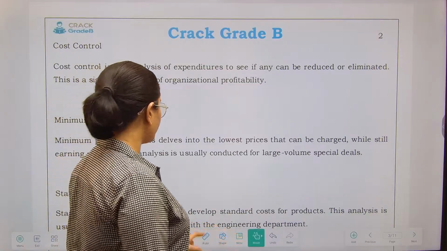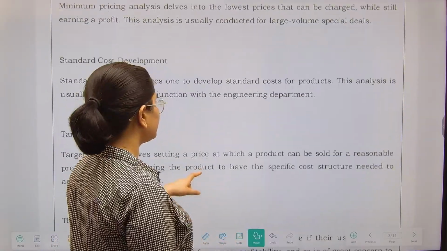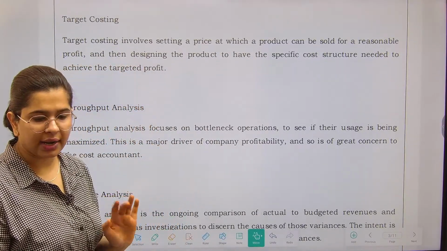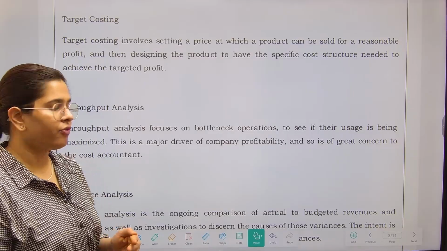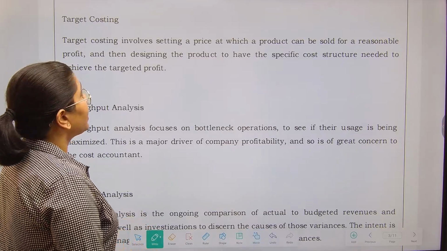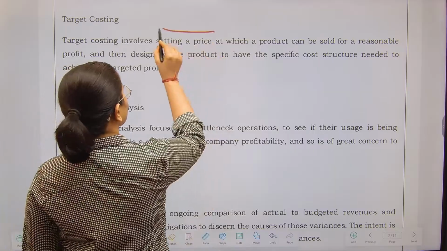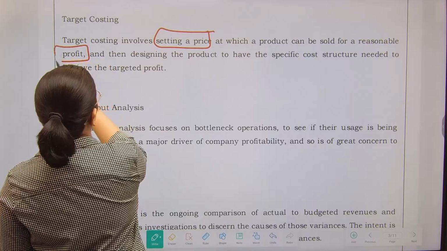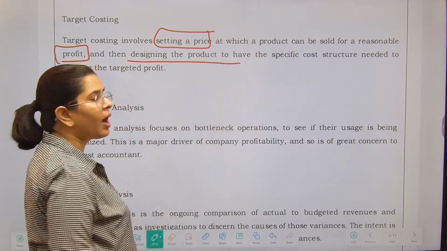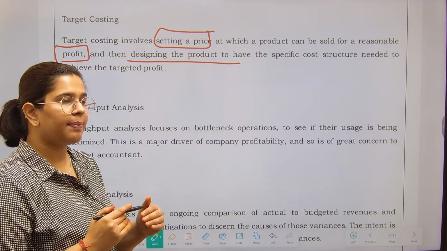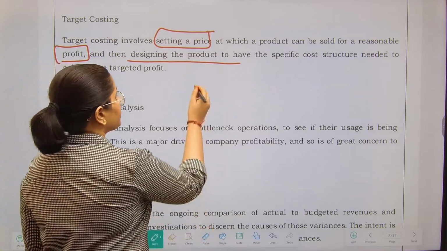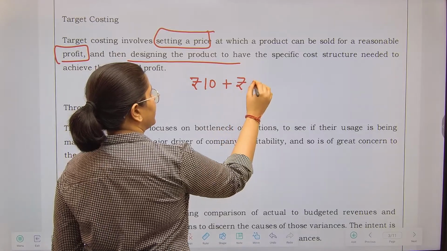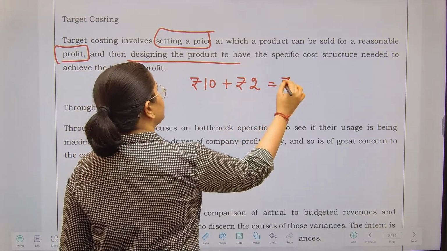Now the next thing that I want to explain out of this is target costing. Just a little bit we will understand so that you have a functional understanding for your examination. Target costing, under this we set a price at which the product can be sold for a reasonable profit, and then design the product to have the specific cost structure. That means normally what we do is, suppose the cost is 10 rupees, then I will add my profit of 2 rupees, and then I have decided my selling price.